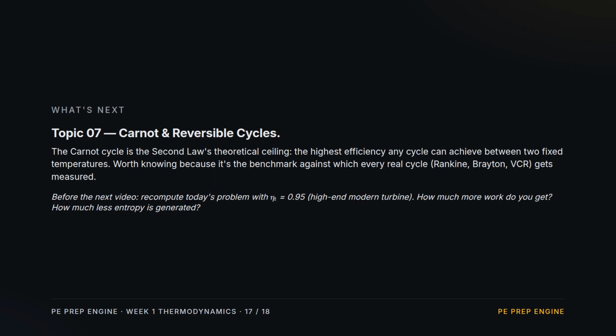Next up, Topic 7, Carnot and reversible cycles. The Carnot cycle sets the second law as ceiling, the highest efficiency any cycle can reach between 2 fixed reservoirs, the benchmark every real cycle is measured against. Before the next video, recompute today's problem with eta of 0.95. How much more work? How much less entropy?